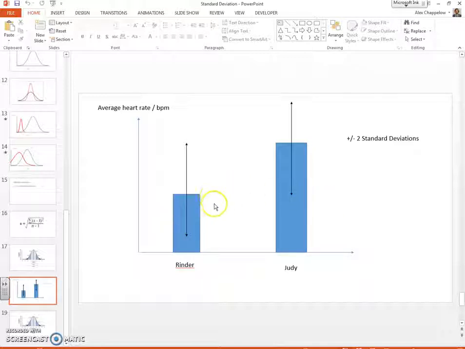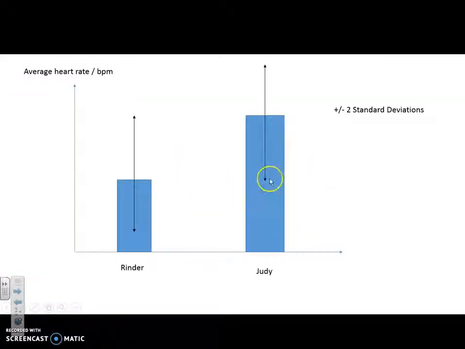Now let's have a look at these two graphs here. You can quite clearly see that although the means that I've calculated are different, there's a massive overlap between the plus or minus 2 standard deviation bars. That means it's likely that this variation that I've observed here is actually just due to chance. It's quite possible that the true means for these two TV programs are actually the same, that the people who are watching them have the same pulse rate. We cannot conclude that there is a significant difference between them because the standard deviations overlap.